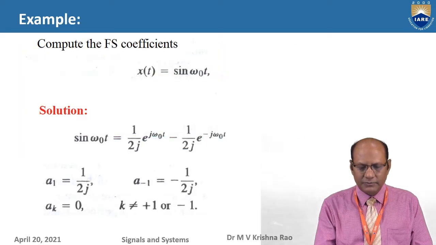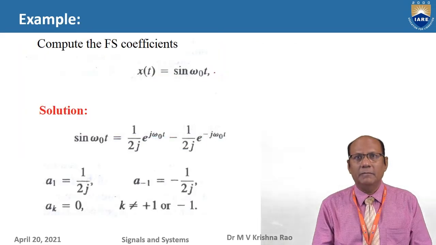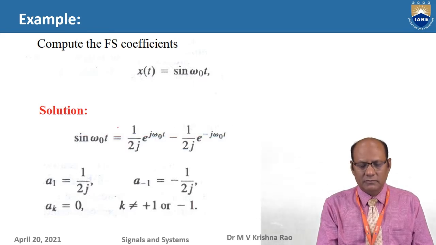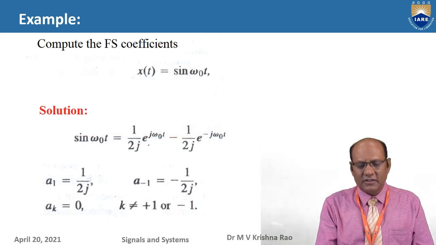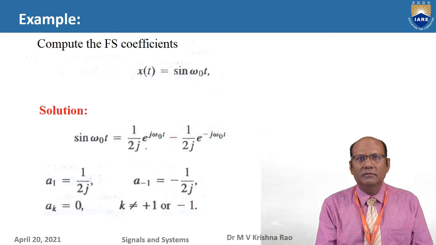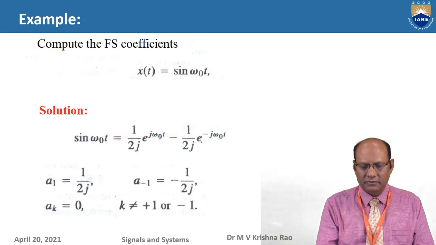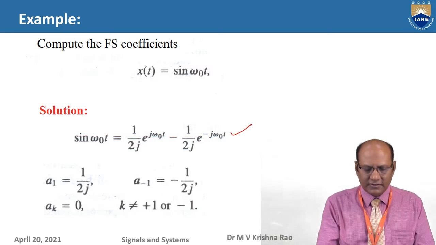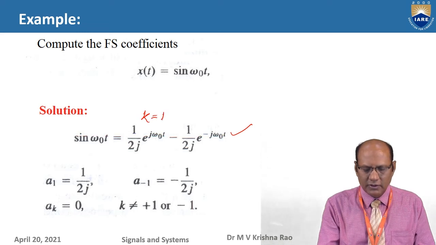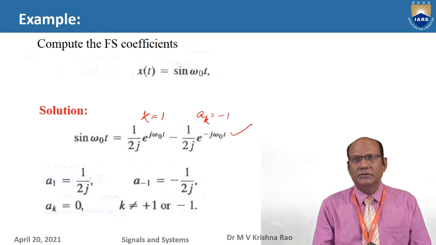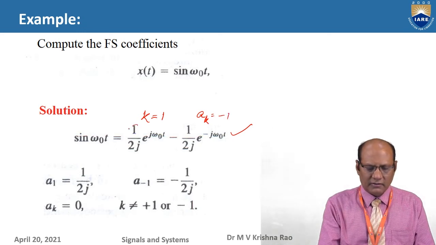So, let us take one example. x of t equals sin omega t, a simple expression, and sin can be represented as e to the power of j theta minus e to the power of minus j theta, divided by 2j. That is what is given here. Now in this, here it is k equals 1, and this is k equals minus 1. So only two terms are there here.